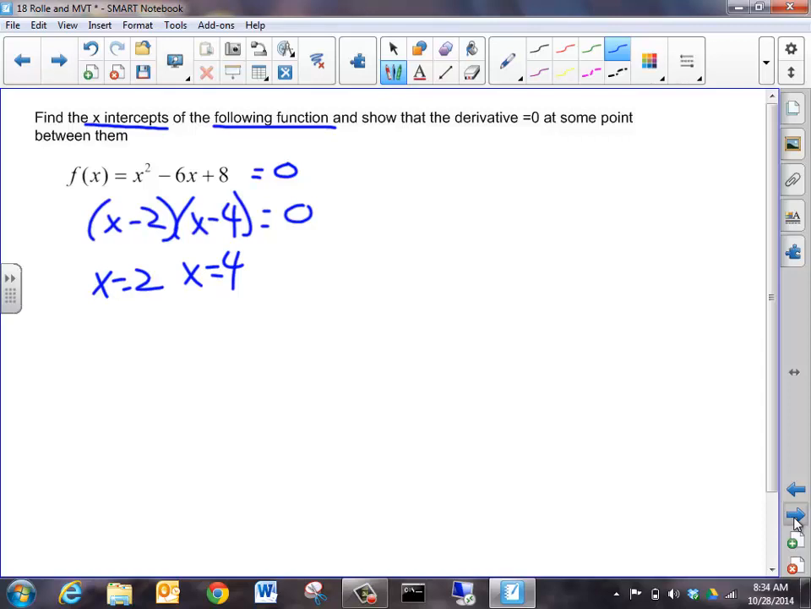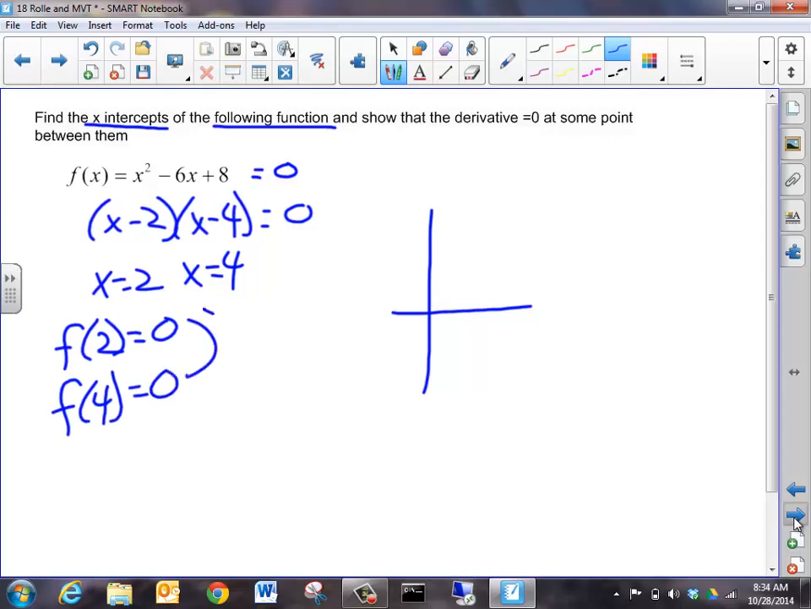Now, using what we just learned, using Rolle's theorem, what do we know then? We know that f of 2 is 0. We know f of 4 is 0. Those two are equal, aren't they? Well, if they're equal, then what has to happen somewhere between them? The slope equals 0, okay? Can anybody think of why that might be important? The function's got to change direction somewhere in between them, doesn't it?